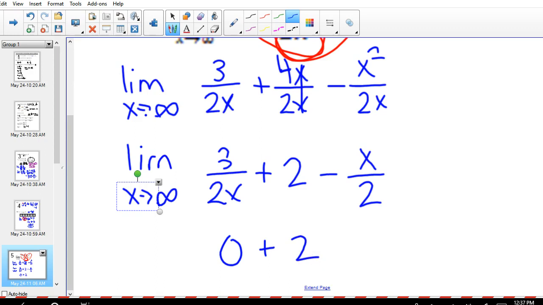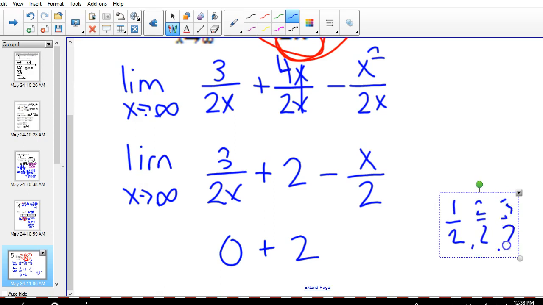Limit as x approaches infinity of x over 2. So, if you think of what you would do with numbers here, right? We're plugging in 1. That'd give us 1/2. Then we plug in 2. That'd give us 2 over 2. Then we'd have 3 over 2. And 4 over 2. And 5 over 2. And 6 over 2. And 7 over 2. And 8 over 2. And 9 over 2. And 1,000 over 2. And 1,000,000 over 2. And a gazillion over 2.